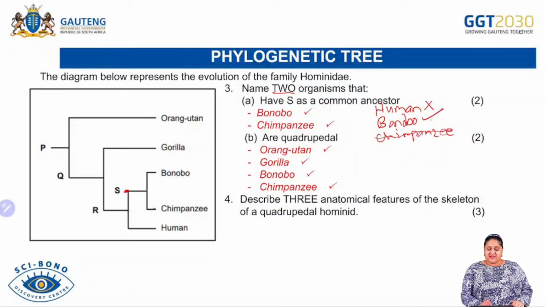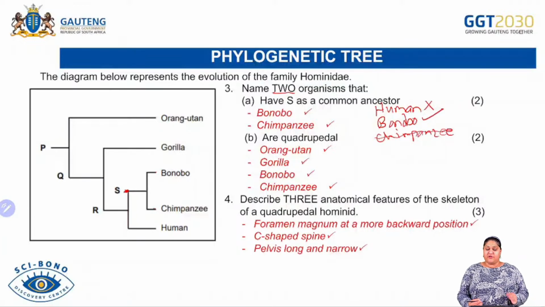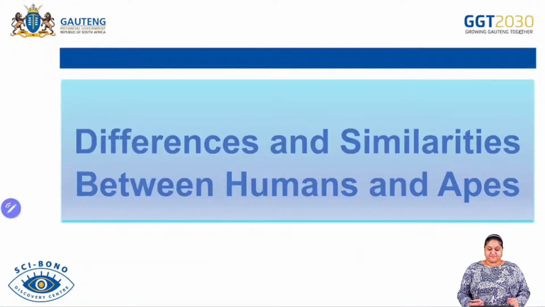Okay. Describe 3 anatomical features of the skeleton of a quadrupedal hominid. Okay, so what are the features we have of their skeleton? So this question does come a little bit later as well when we are doing the similarities and the differences, but we can still talk about it. Okay, the quadrupedal hominids, they have a C-shaped spine. Their pelvis is long and narrow, and their foramen magnum is at a more forward position. Okay, we'll look at it again in more detail later, and then we will recap on this.